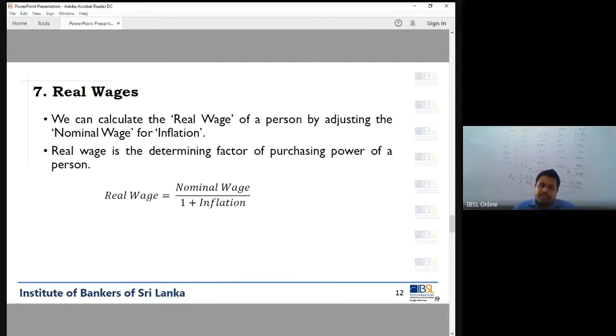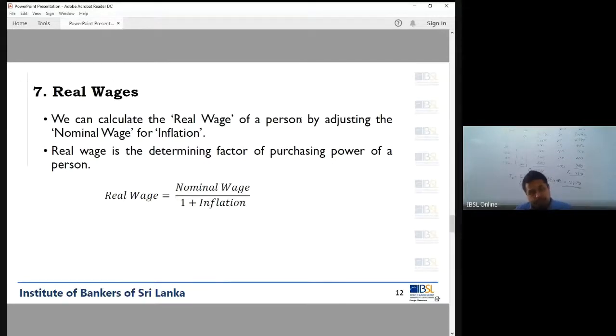So real wage is a determining factor of the purchasing power of a person. What does this say? Let's say a salaried employee in Sri Lanka may get 100,000 rupees per month as his or her nominal wage. But that 100,000 for a period of 12 months is going to stay constant or more or less the same. It could marginally go up and marginally go down due to various allowances and expenses. However, it should remain almost the same at 100,000.